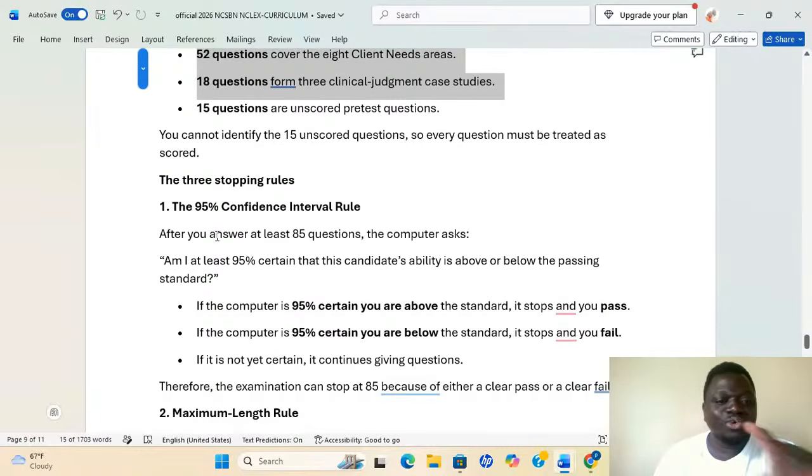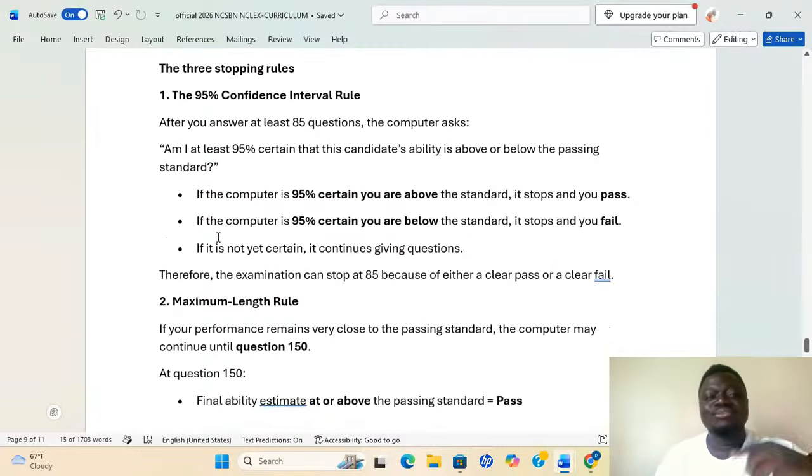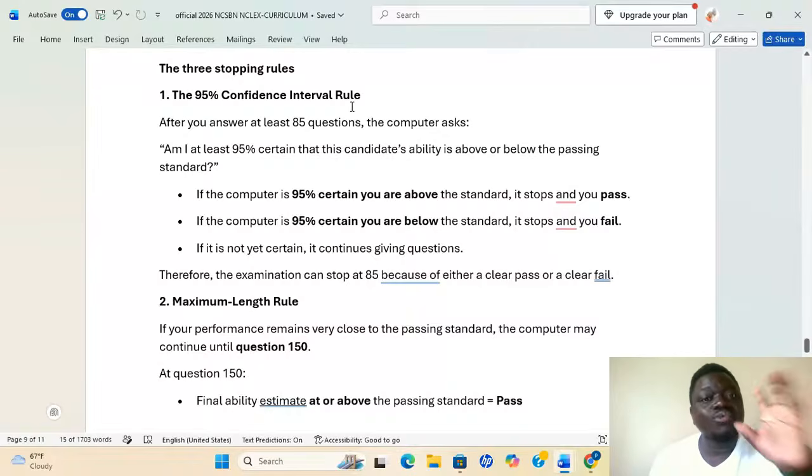Okay, this is the point that matters most to me, how they are going to do it. So they said there are 3 stopping rules. When the computer stops, these are the 3 stopping rules that you should know. Rule number 1, they call it the 95% confidence interval rule. So what does it say?